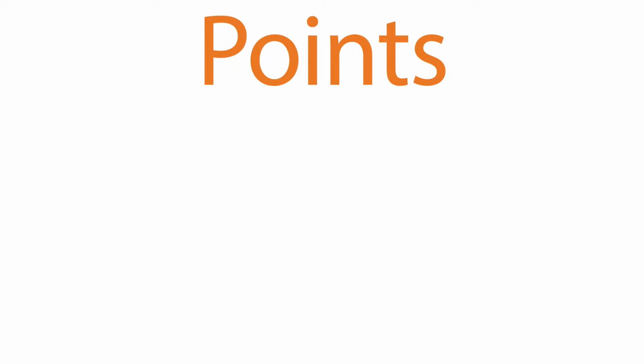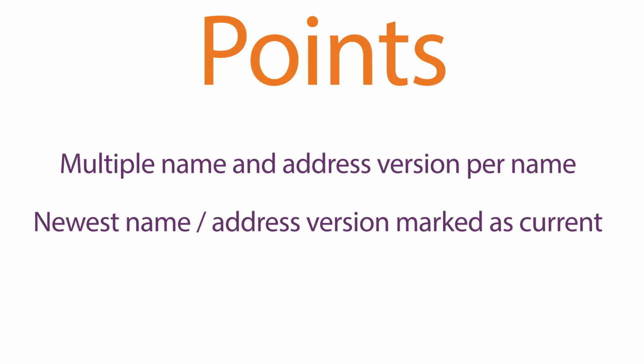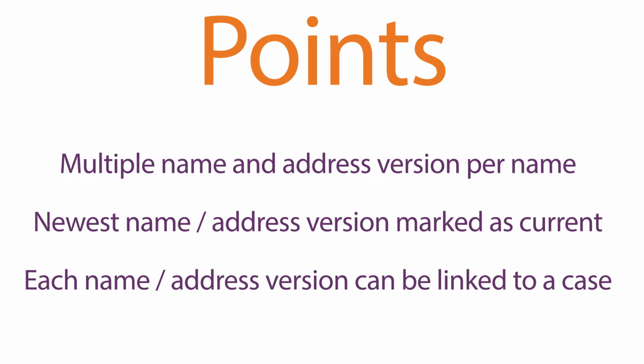So how is this dealt with in Patricia? 3 important points to mention. 1. Patricia has the functionality to create multiple name or address versions per name number. 2. When this occurs, the newest name or address version is marked as the current entry. This is then seen as the latest and active name or address version. 3. Each name and address version can be linked to a case. This will become clearer as we delve deeper into how this works.